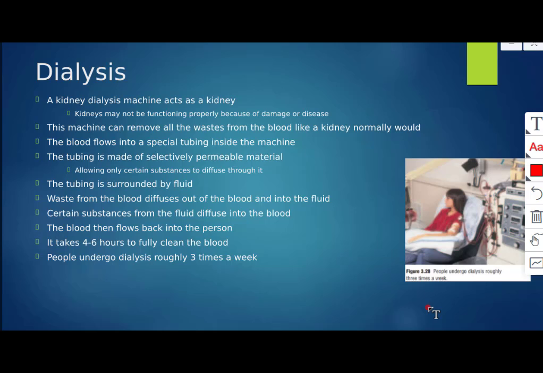That tubing is also surrounded by a fluid. So waste from the blood will diffuse out of the blood and go into the fluid. And then certain substances from the fluid are allowed to diffuse into the blood. That blood, once it is cleaned and filtered, will flow back into the person. This procedure takes about 4 to 6 hours to fully clean the blood, and a person would have to do this about 3 times a week.